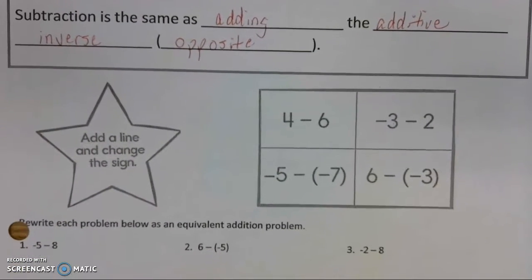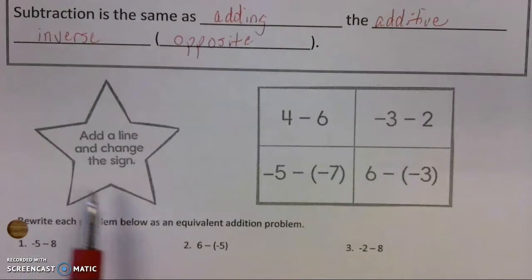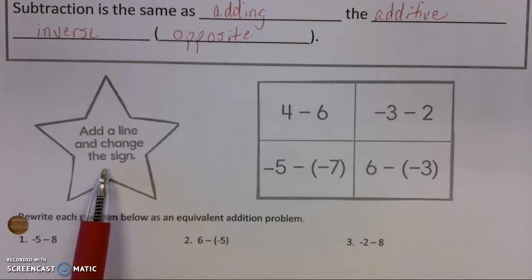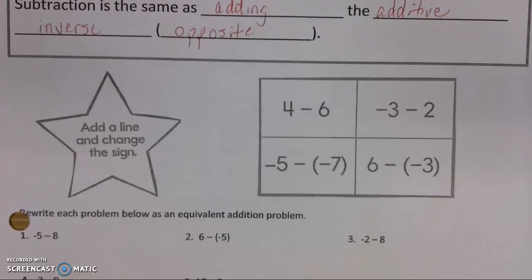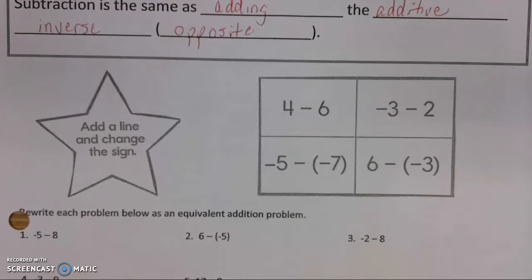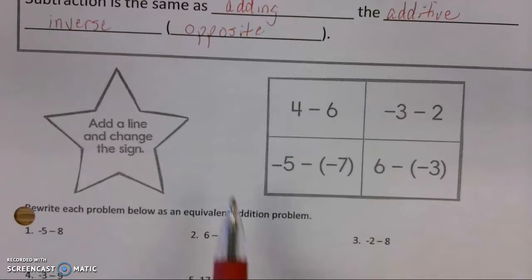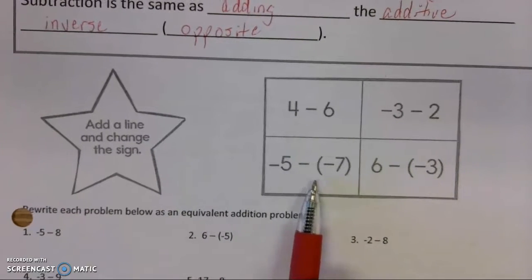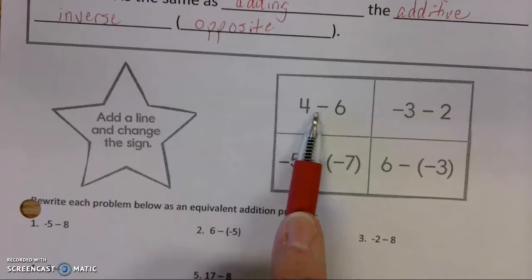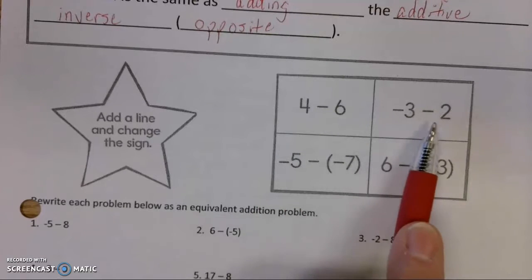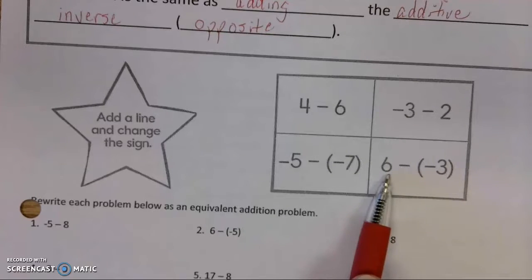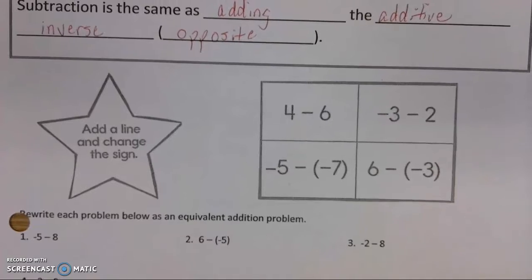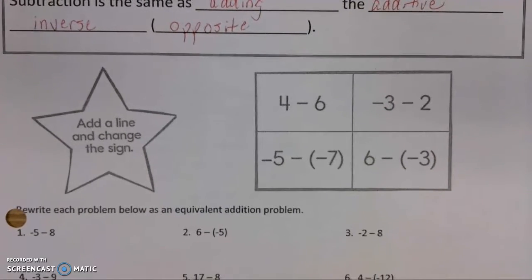Now, if you look at the little star, it has a little way to help you remember what to do with subtraction. When we subtract, we add a line and we change the sign. So in the box, you have the four types of subtraction problems: a positive minus a positive, a negative minus a positive, a negative minus a negative, and a positive minus a negative. And what we're going to do is change each one of these to an addition problem.